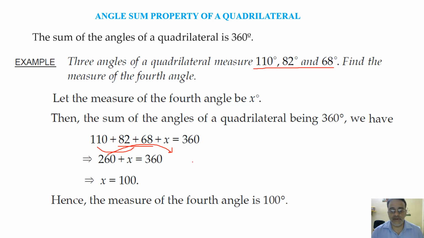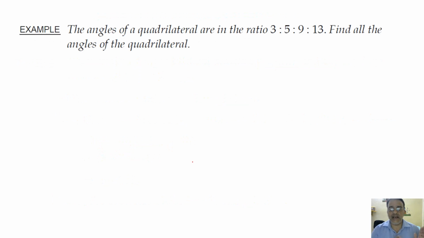So now we'll move towards one more question. Suppose the angles are given in a ratio, okay? The angles of a quadrilateral are in the ratio 3:5:9:13, and we need to find all the angles of the quadrilateral. So what we will do, we will take the first angle as 3x, suppose angle A, and 5x angle B, 9x angle C, and angle D 13x.